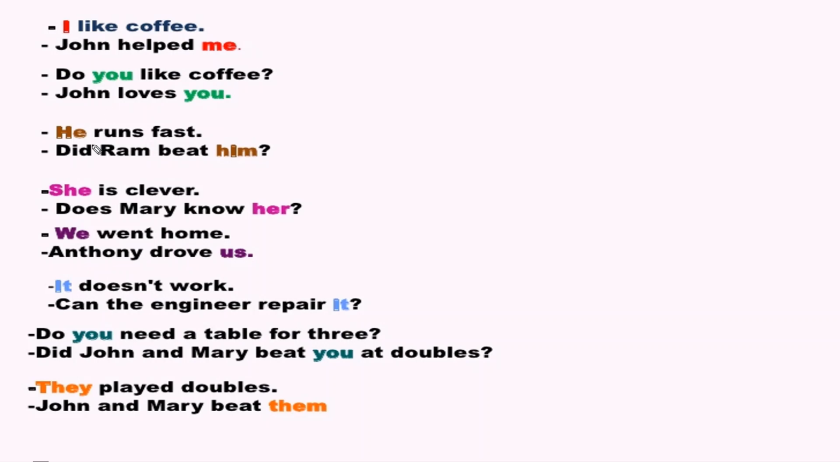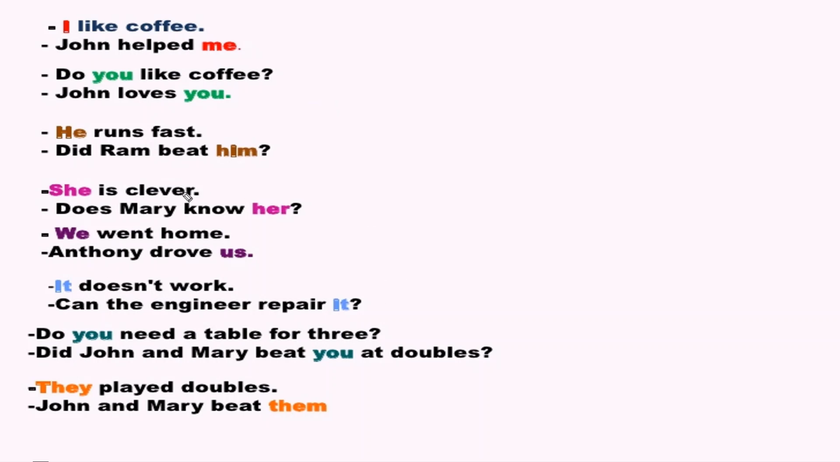In the third sentence, you can say he runs fast. And did Ram beat him? We can compare these two sentences. In the first one we are using a subject pronoun, so for male we have used he. And Ram is beating a third person, but that person is the object, so we have used him here. That is an object pronoun.